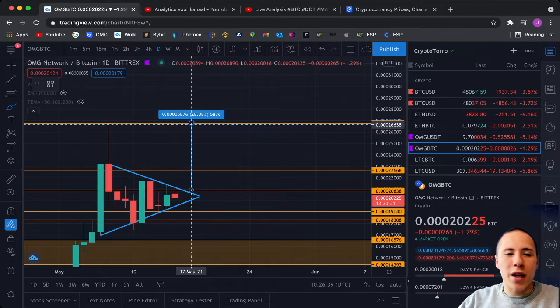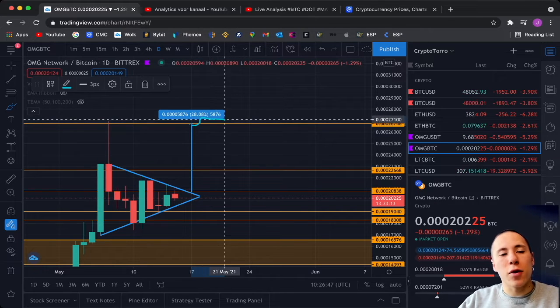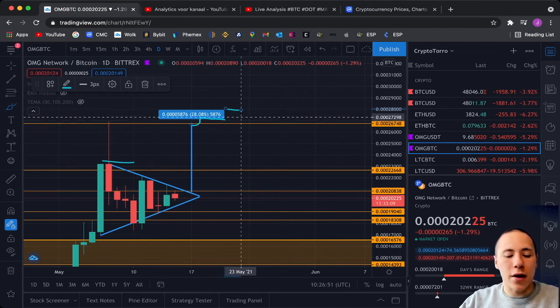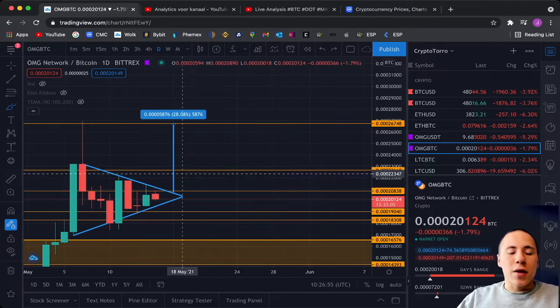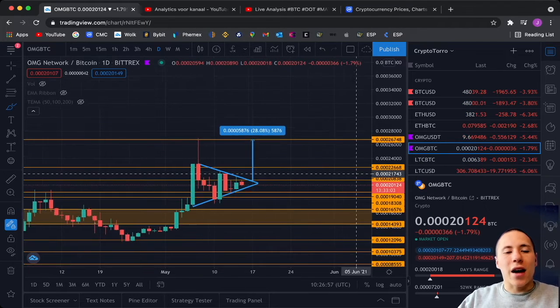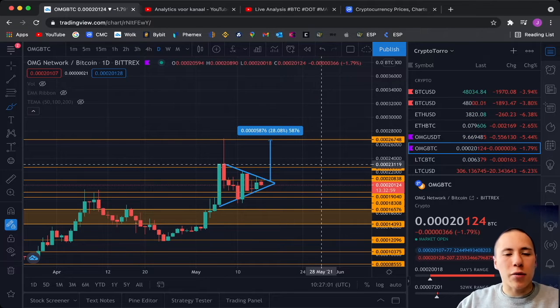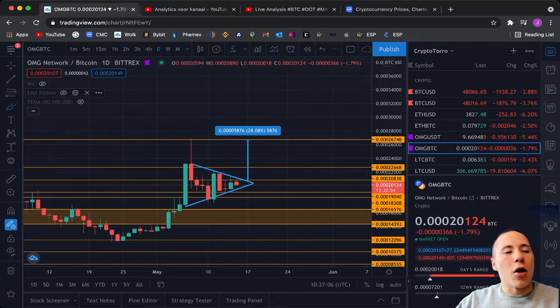And what I'm personally waiting for is to go even higher, finding support on top of this level, because if we do so, we will be creating once again a higher high right over here. And once we create a higher high, it means that we will still be inside of an uptrend. We still are, but then we will be even further inside of an uptrend, and I personally think that would be very, very good for OMG Network.